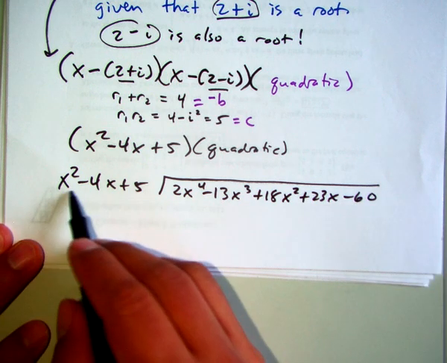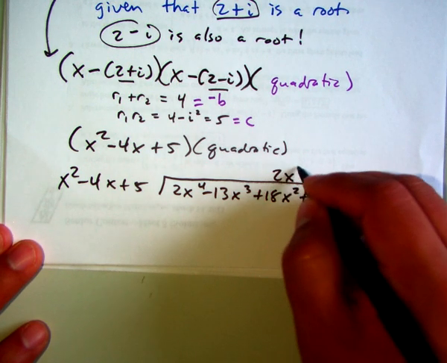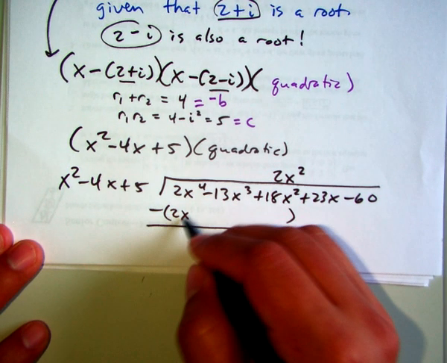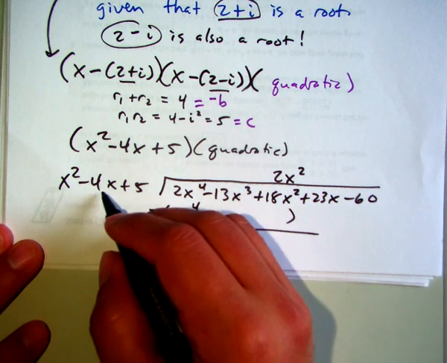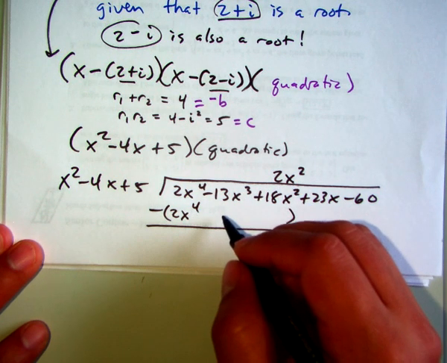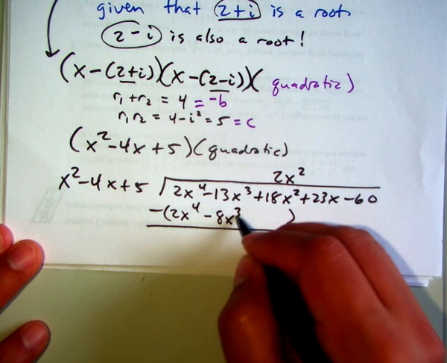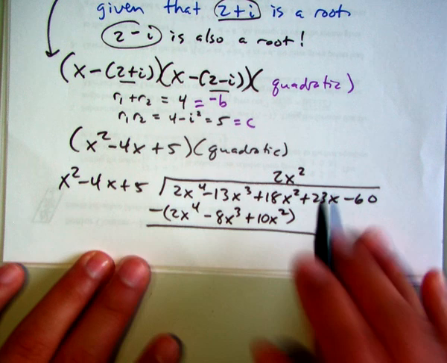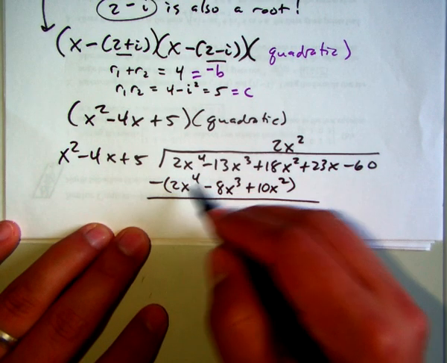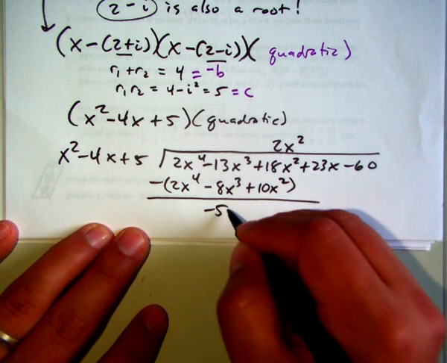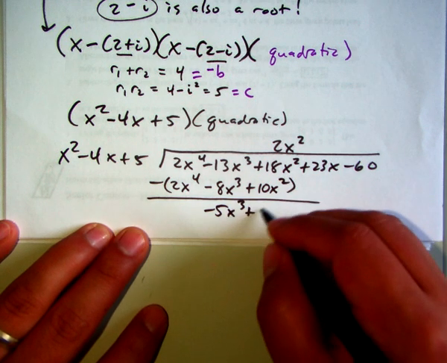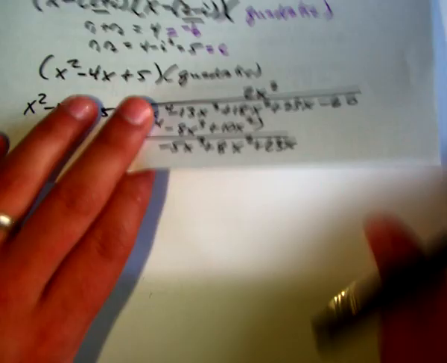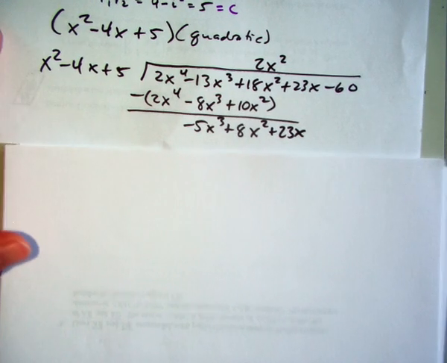So x squared times 2x squared gives me 2x to the 4. So multiply 2x squared by the divisor, you get 2x to the 4 minus 8x cubed plus 10x squared. And now we subtract column by column. This cancels. Negative 13 plus 8 is negative 5x cubed. 18 minus 10 is 8x squared. And we bring down the next term, which is 23x. Repeat the process.